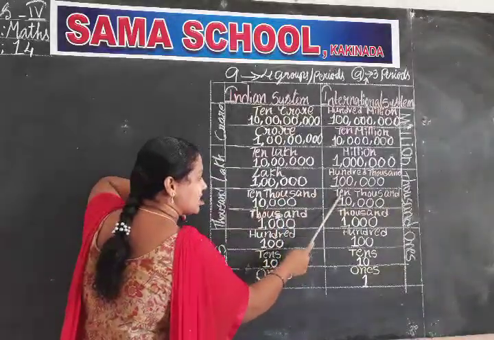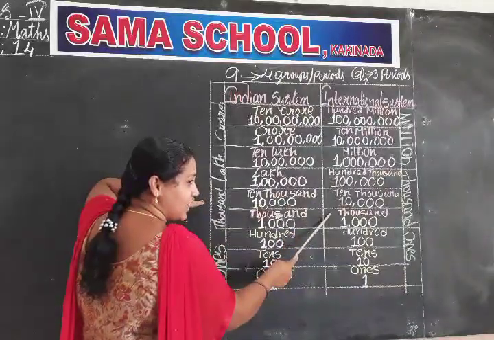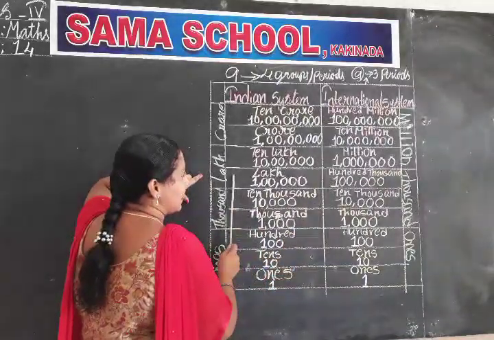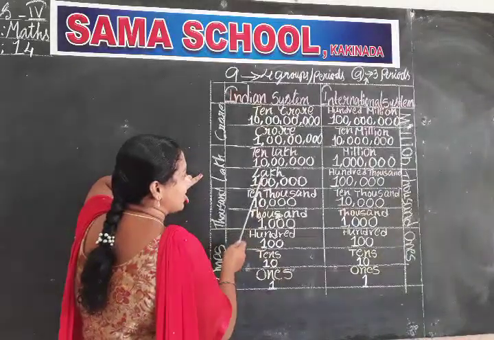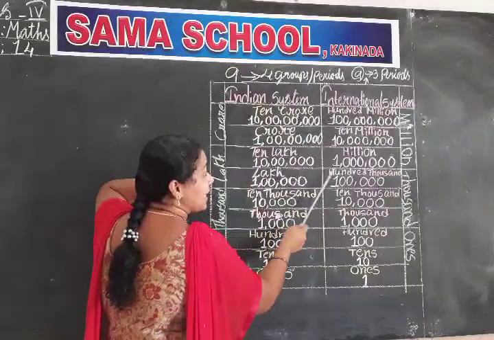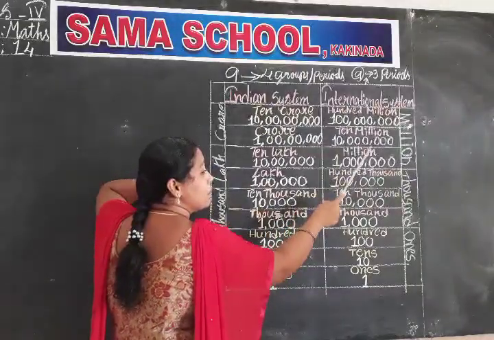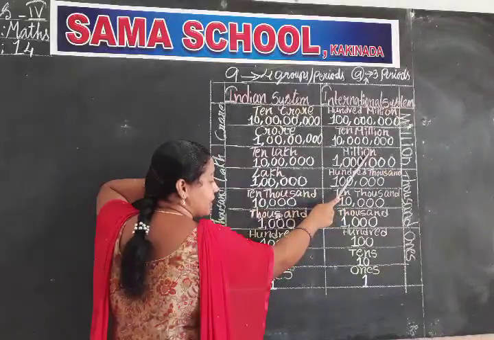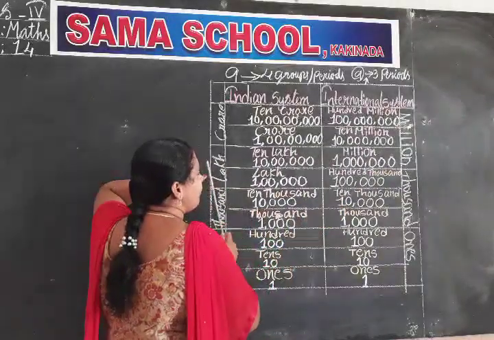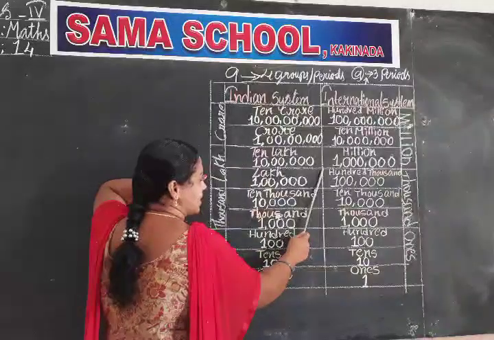In the international system, the thousands period has three places: thousand, 10,000, 100,000. Do you observe here? Yes. Coming to the lakhs period, here lakh and 10 lakh come in the lakh period. But in the international system, after thousand, which period is here? Millions period. That's why children, everyone must know the Indian system and the international system.